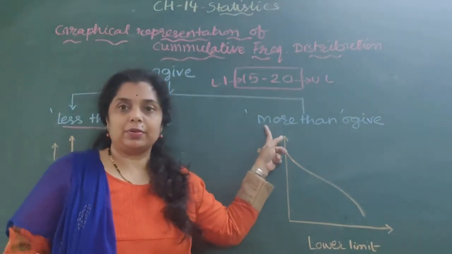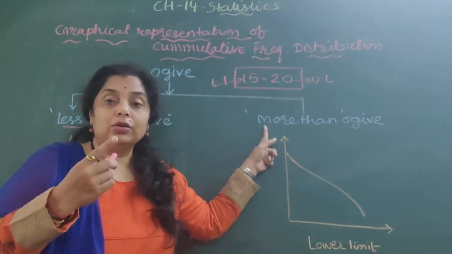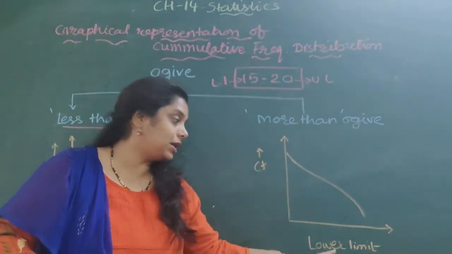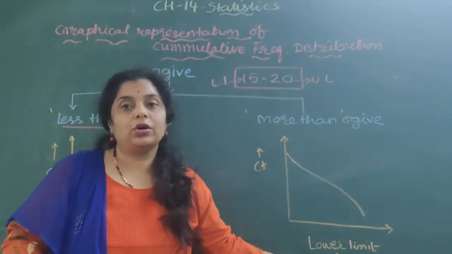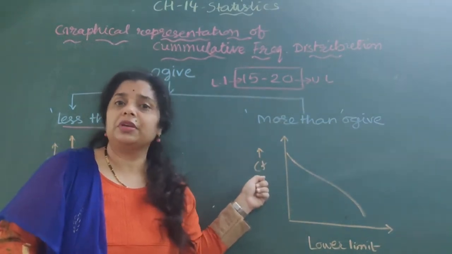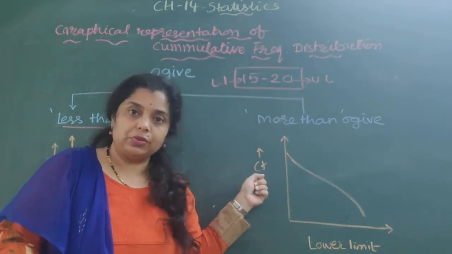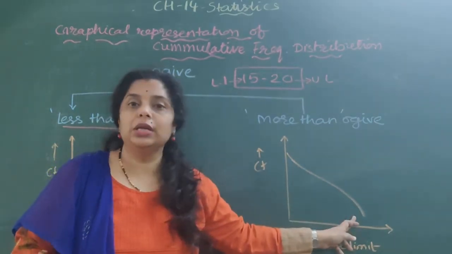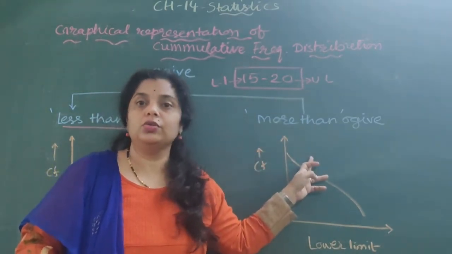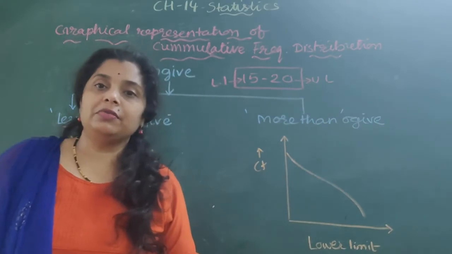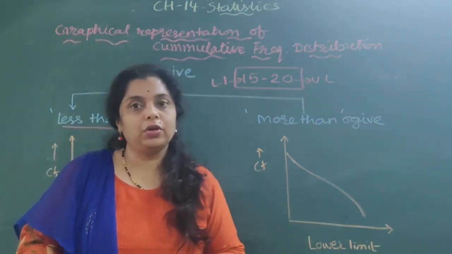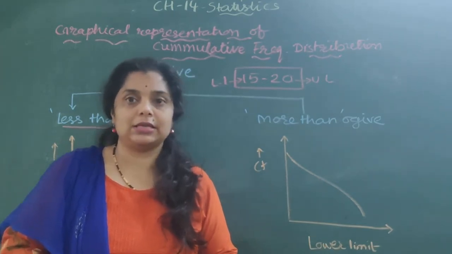Now more than type. More than means what? More than the lower limit. And that's why we are taking the lower limit on the x-axis and, as usual, cumulative frequency on the y-axis. Such a type of graph you will get in the more than type ogive. You will get a better idea when we do one or two examples of exercise 14.4. So let's start our exercise.